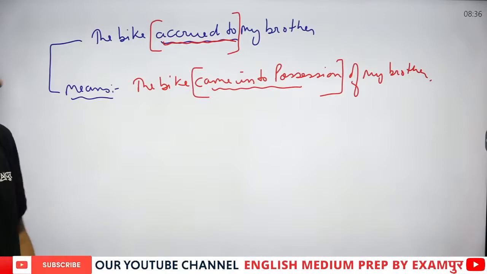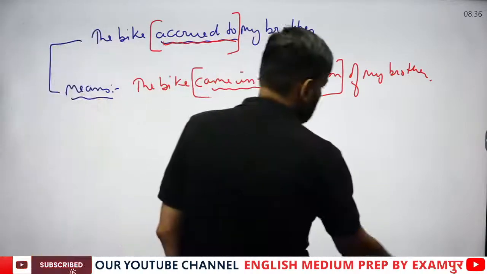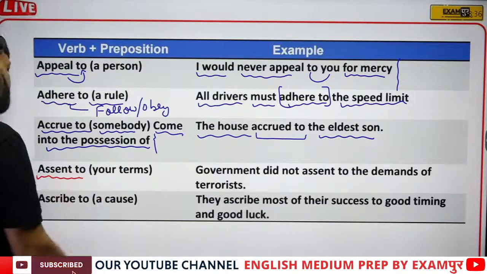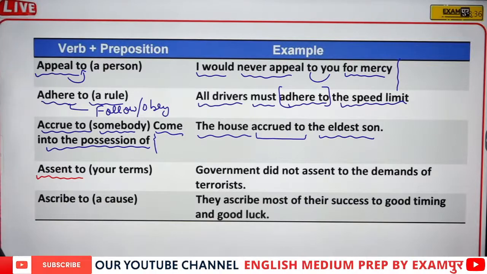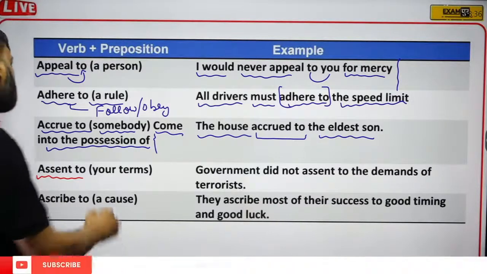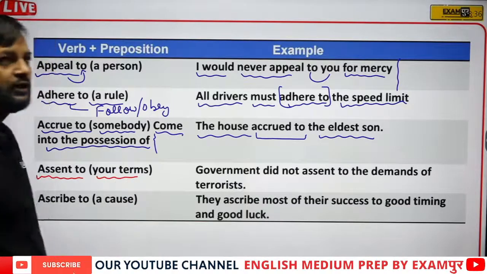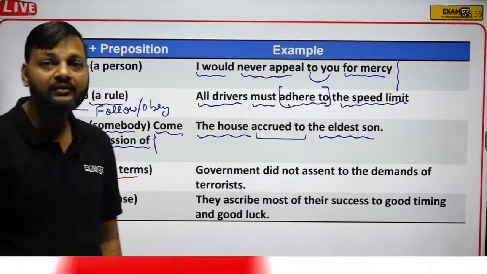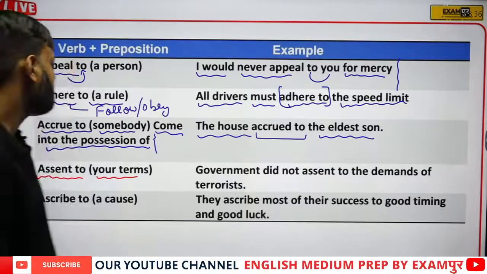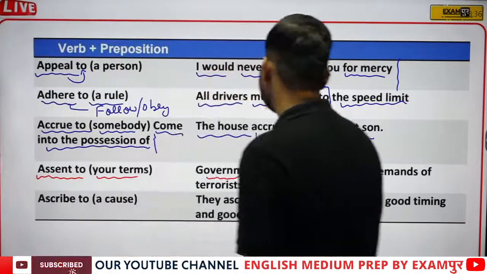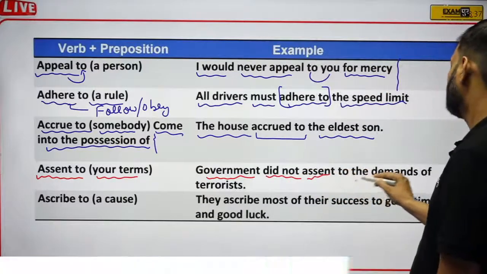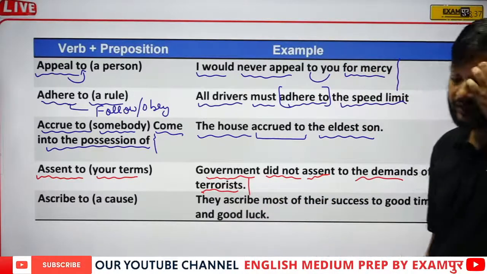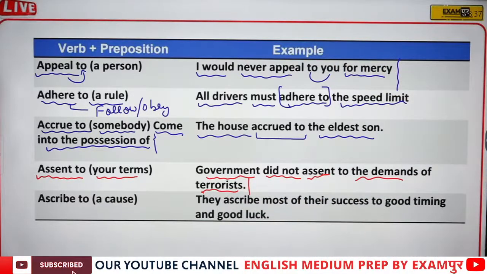Now the next word is assent to. Assent to your terms. So assent means to accept. You can see the example here: Government did not assent to the demands of terrorists.